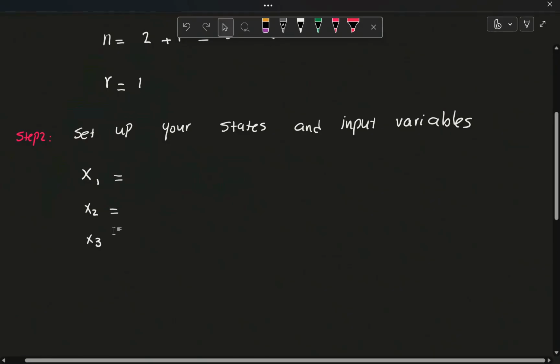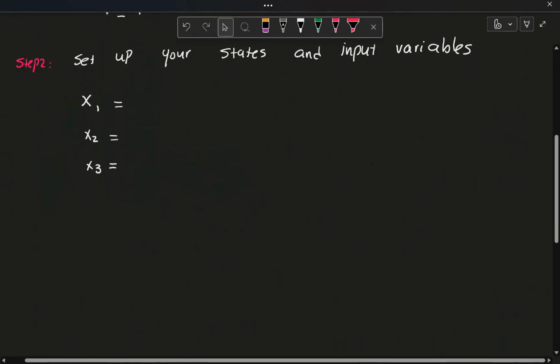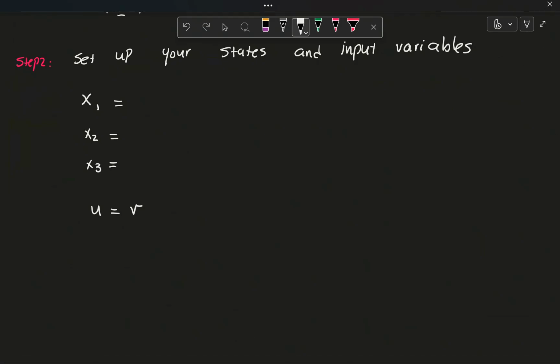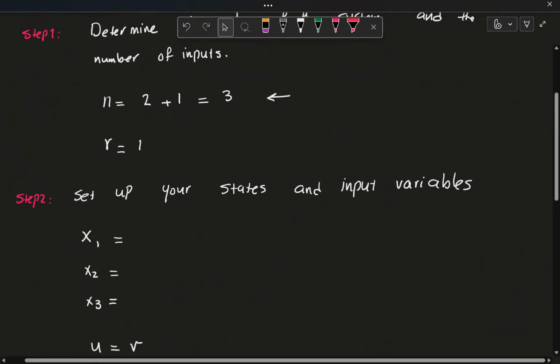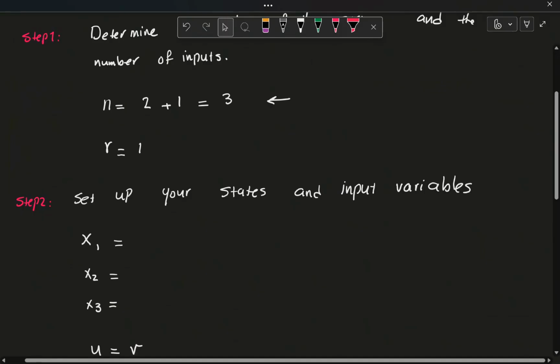If you remember, I had only one input for this system, so that's okay. My input is going to be U. Now, the easiest one here is the input because it's explicitly given to me in the problem statement that the input to this system is V. However, the states might be a little bit tricky. What are the 3 states?